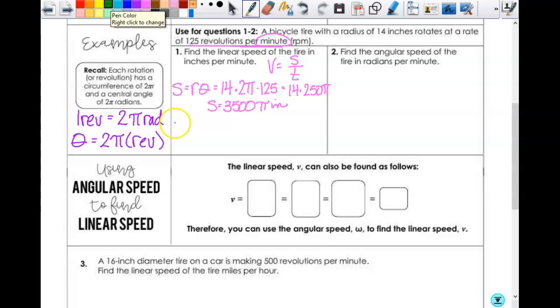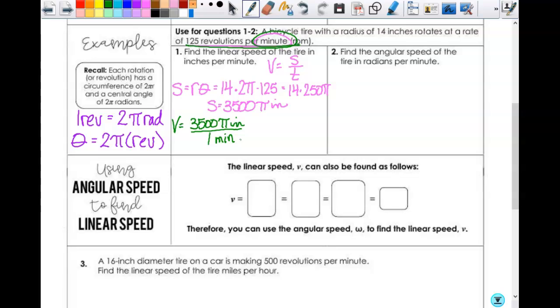So then I want my velocity. Velocity is arc length, which is 3,500 pi inches, over time. And the way you determine what time you get to substitute in, it's not based on what the question is asking you for. It is based on what is tied to the revolutions. This says revolutions per minute, so that's for every 1 minute, because that's how I came up with those numbers.